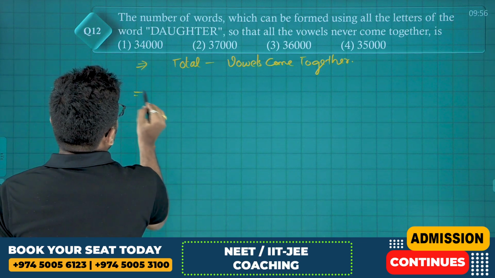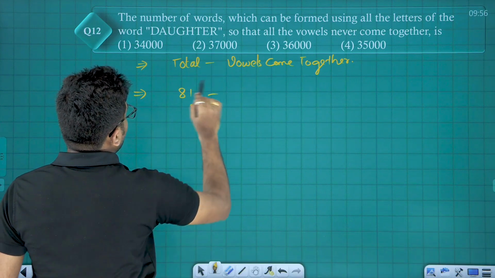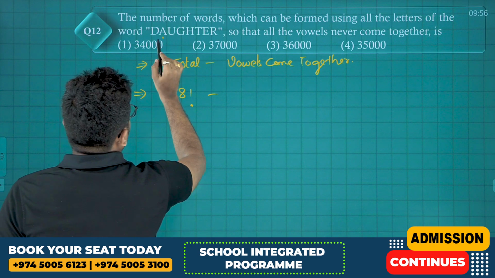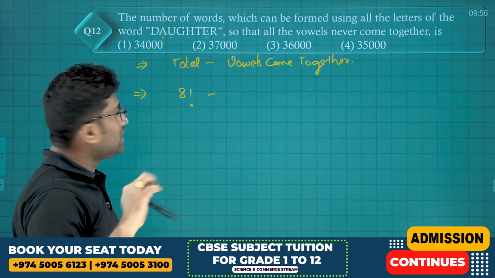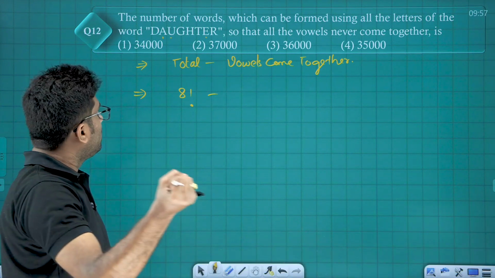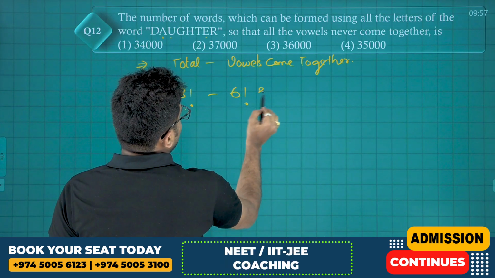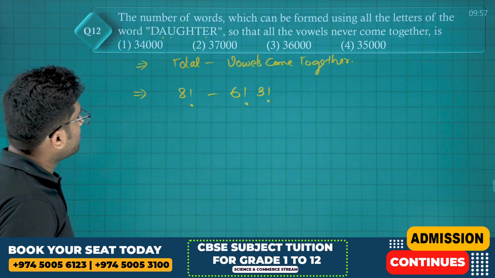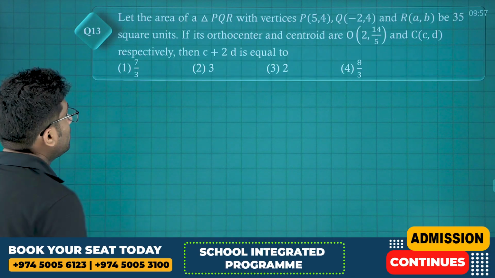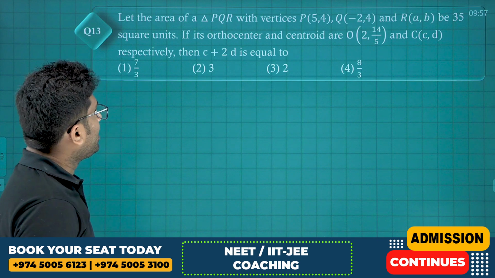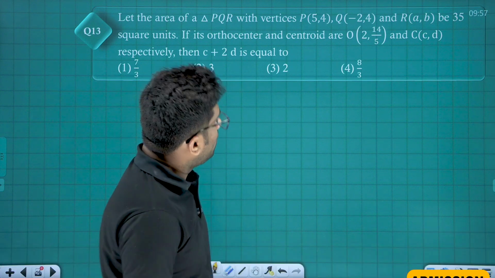So what is total? 1, 2, 3, 4, 5, 6, 7, 8. 8 factorial minus vowels come together. How many vowels do we have? 1, 2, 3. Total 8. These 3 letters are combined as 1 unit. Okay. 5 plus 1, 6 factorial. Internally, these 3 vowels can be arranged in 3 factorial ways. So 8 factorial minus 6 factorial into 3 factorial, which is equal to 36,000, friends. Direct answer.